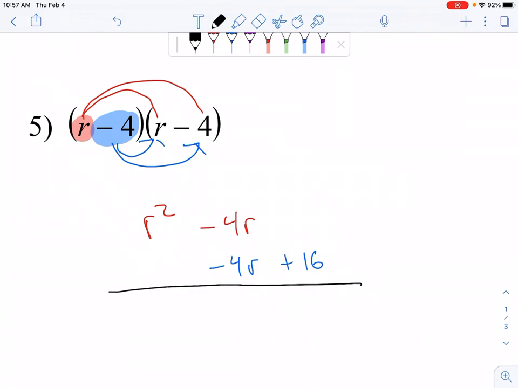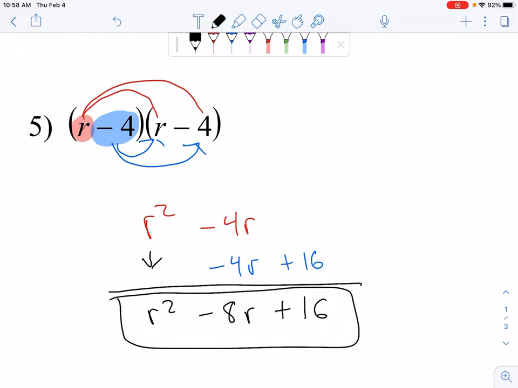The multiplication that we have to do is the same in every method, whether you're using the box, the expanded, or double distribution. The actual math calculations that you have to do for each problem are exactly the same. In the box or in expanded, I would still have to multiply R times R, R times negative 4, negative 4 times R, and negative 4 times negative 4. So the work is the same. It's just how you organize it, whichever way you feel is best for you.